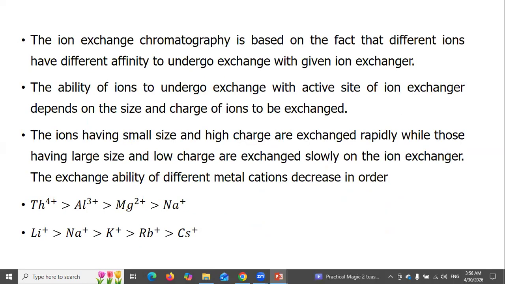The ion exchange chromatography is based on the fact that different ions have different affinity to undergo exchange with a given ion exchanger. The ability of ions to undergo exchange with active site of an exchanger depends on the size and charge of ions to be exchanged. The ions having small size and high charge are exchanged rapidly, while those having large size and low charge are exchanged slowly on the ion exchanger. The exchange ability of different metal cations decreases in order.